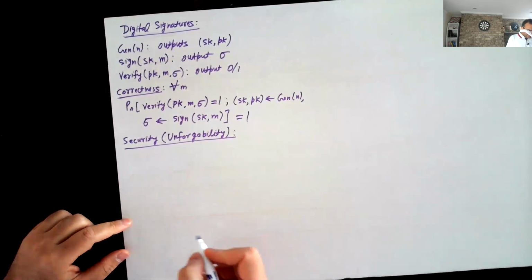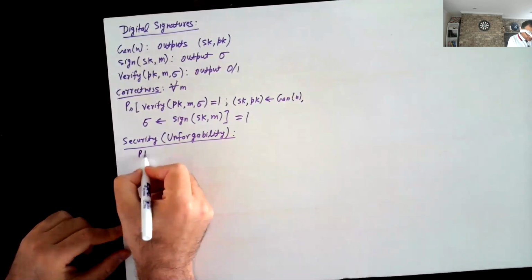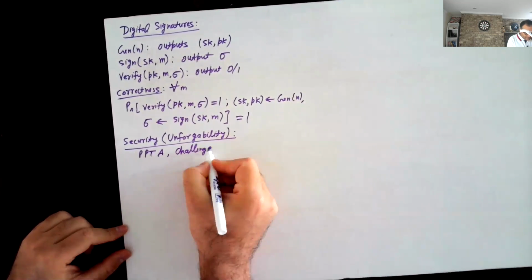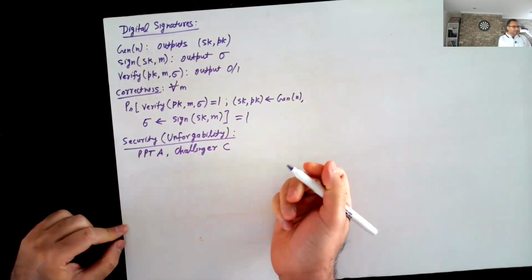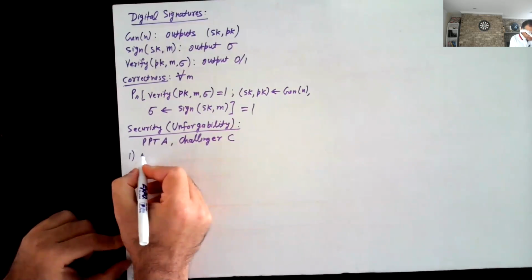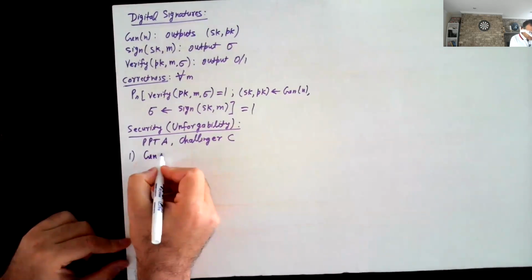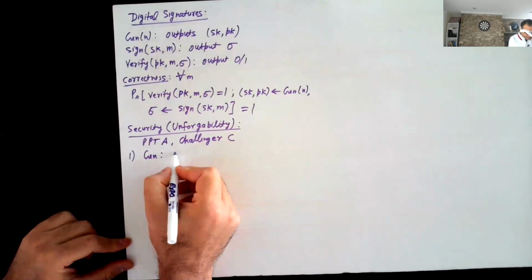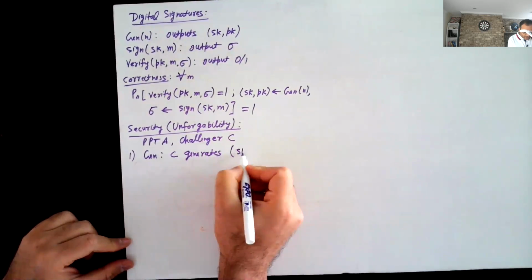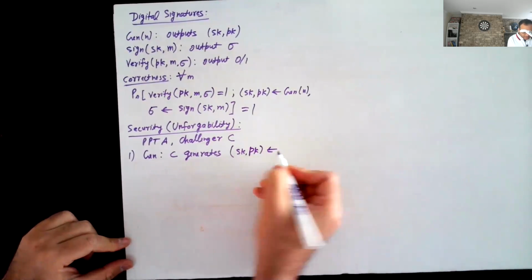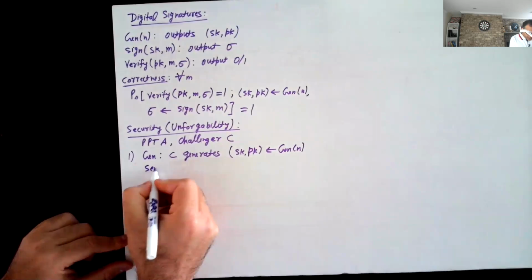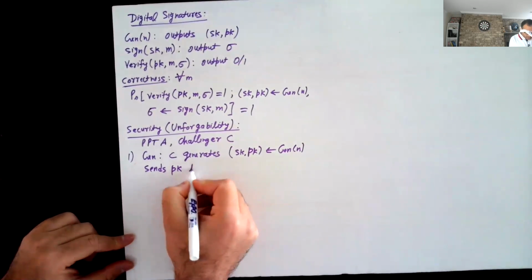Okay, so again, we have a PPT adversary A, we have a challenger C, and let's have various stages. Stage 1 is the keygen or the start stage. So here the challenger generates SK and PK from key generation. The challenger keeps SK to itself and sends PK to the adversary A.